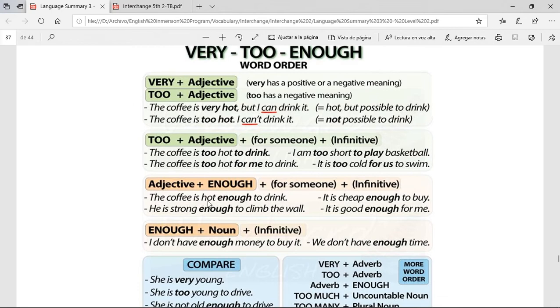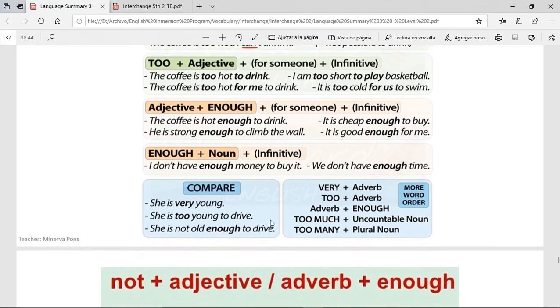Adjective plus enough plus for someone plus infinitive. The coffee is hot enough to drink. Enough in this case is exactly the amount that I need. Not too much, not too little. He is strong enough to climb the wall. He is as strong as is needed to climb the wall. It is cheap enough to buy. It is good enough for me. And all of these are evaluations too.